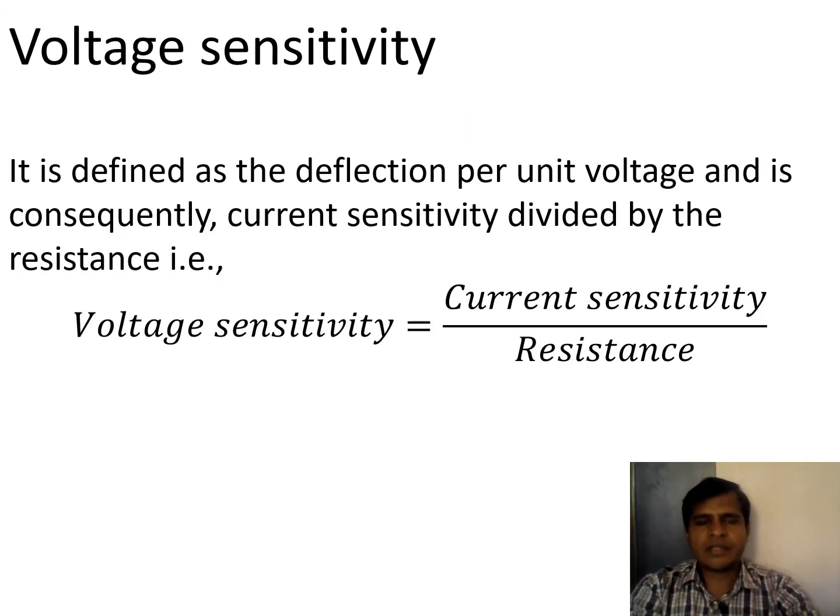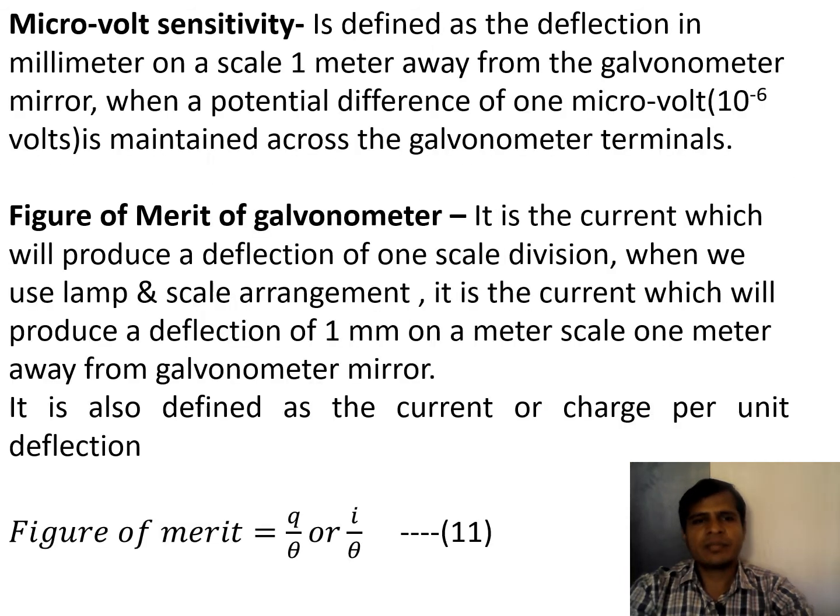Now the voltage sensitivity is defined as the deflection per unit voltage, and it is consequently the current sensitivity divided by resistance. That is, voltage sensitivity is equal to current sensitivity upon resistance. The microvolt sensitivity is defined as the deflection in millimeters on a scale kept 1 meter away from the galvanometer mirror when a potential difference of 1 microvolt, that is 10 to the power minus 6 volts, is maintained across the galvanometer terminals.